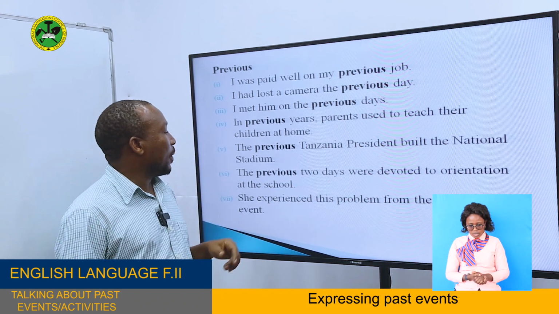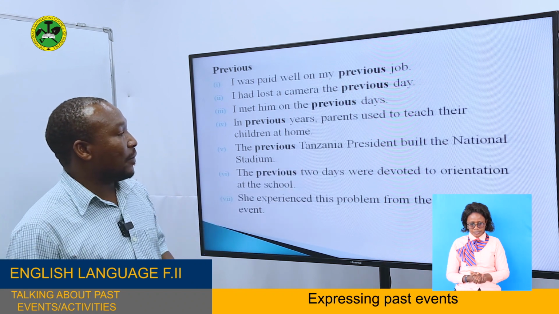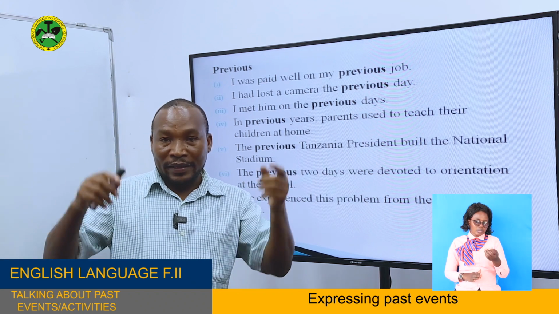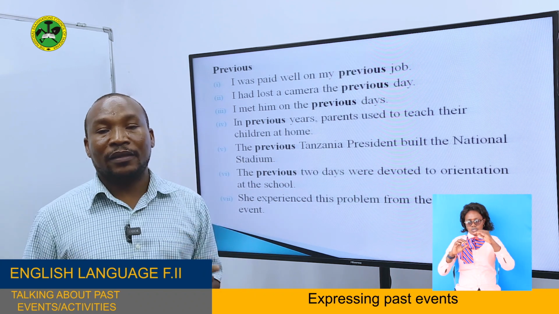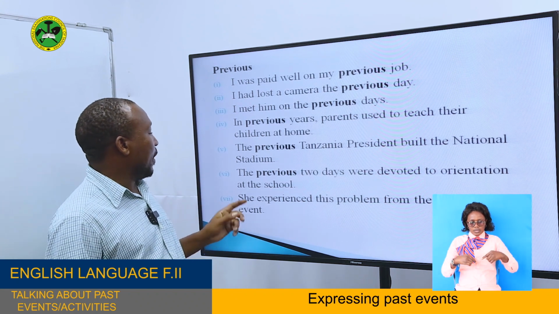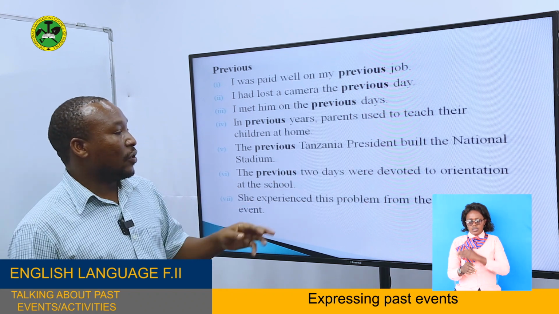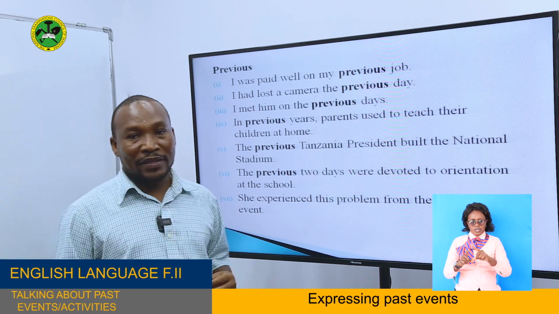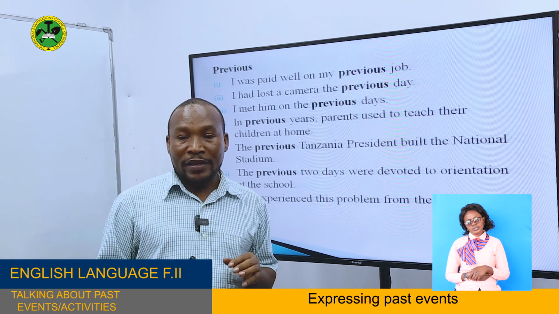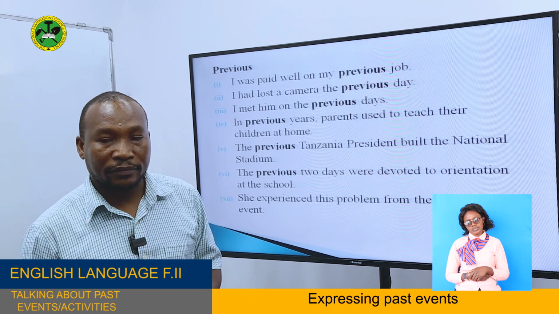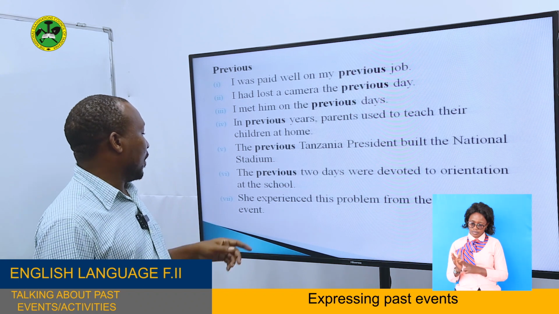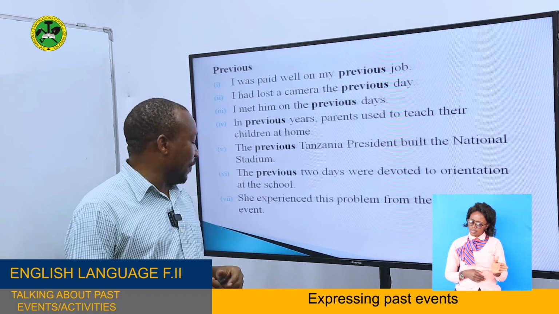Roman 5. The previous Tanzania president built National Stadium. When we are talking about the previous, it means the past one, not the recent president. Roman 6. The previous 2 days were devoted to orientation at the school. It means after they opened or reopened the school, the first 2 days were just offered for orientation. Roman 7. She experienced this problem from the previous events.